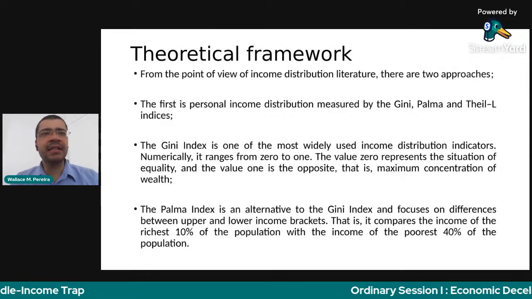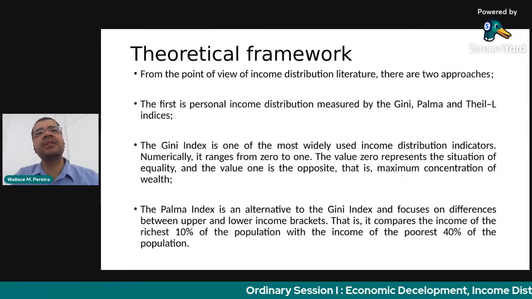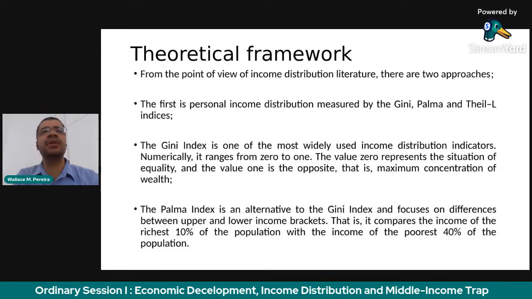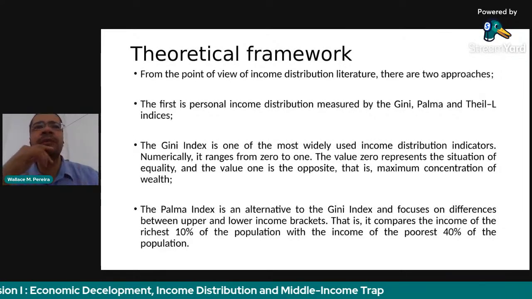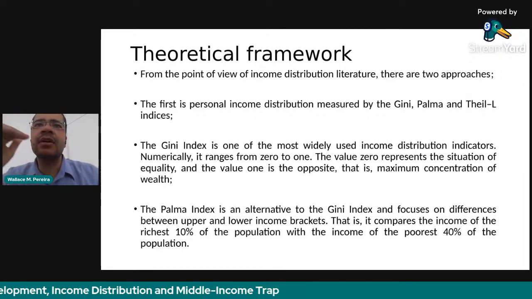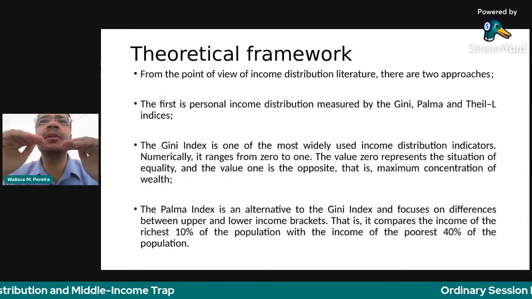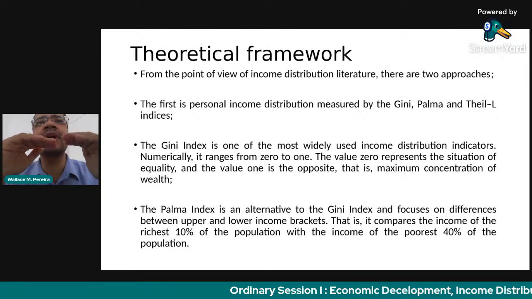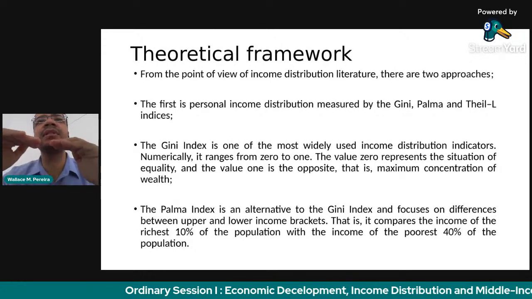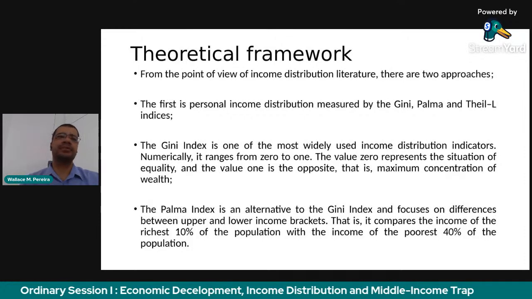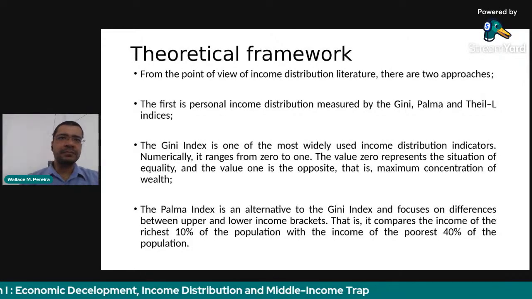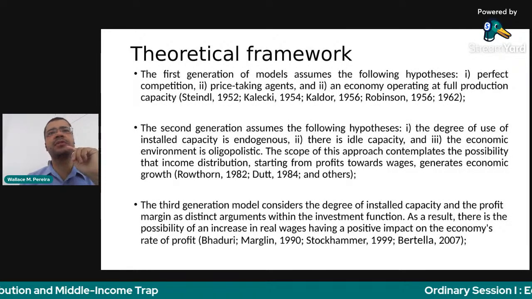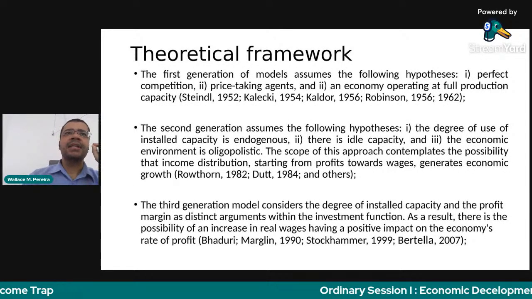The Palma index is an alternative to the Gini index and focuses on the difference between upper and lower income brackets. That is, it compares the income of the richest 10% of the population with the income of the poorest 40% of the population. So this is about personal distribution.